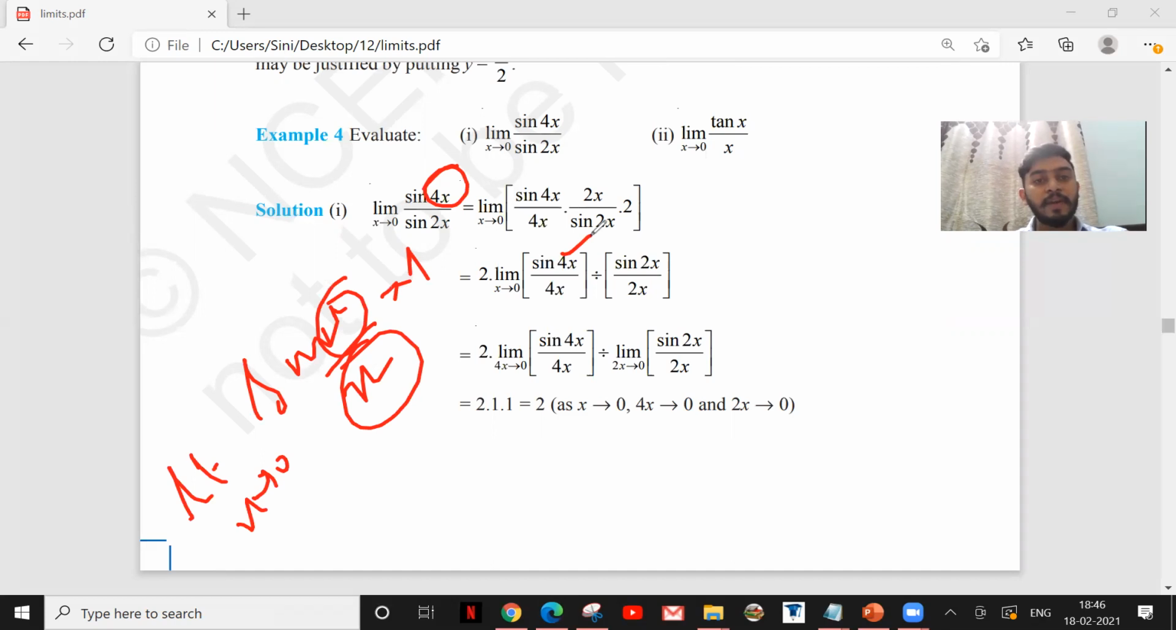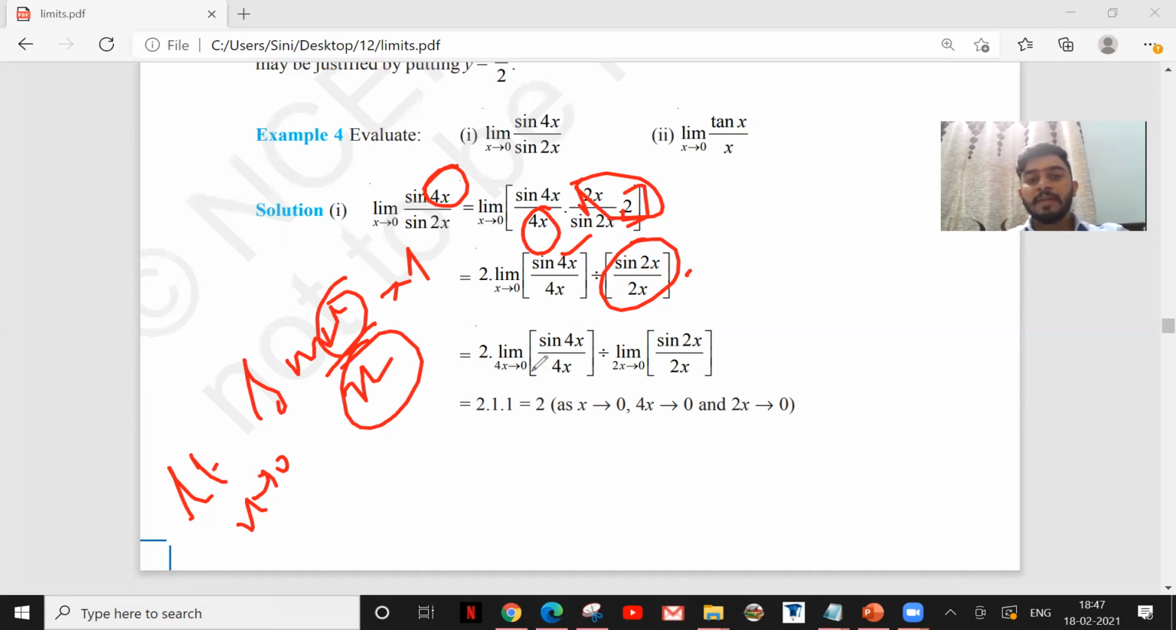But we don't have it divided by 4x. So what I will do, I'll multiply and divide by 4x on both the sides, so that for one of the two, I can utilize it for the sin 2x thing, and the other I can utilize directly for the 4x thing. So 2 limit x tends to 0, sin 4x by 4x divided by sin 2x by 2x. That's it.